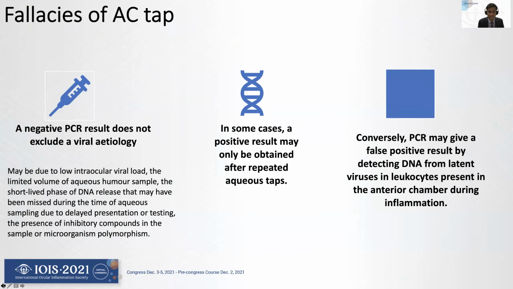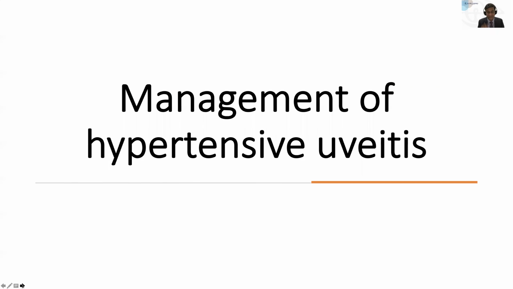What are the fallacies of ACTEP? A negative PCR might not rule out a viral etiology. In some cases, a positive result may only be obtained after repeated taps, and PCR might also give a false positive. So one needs to consider that.